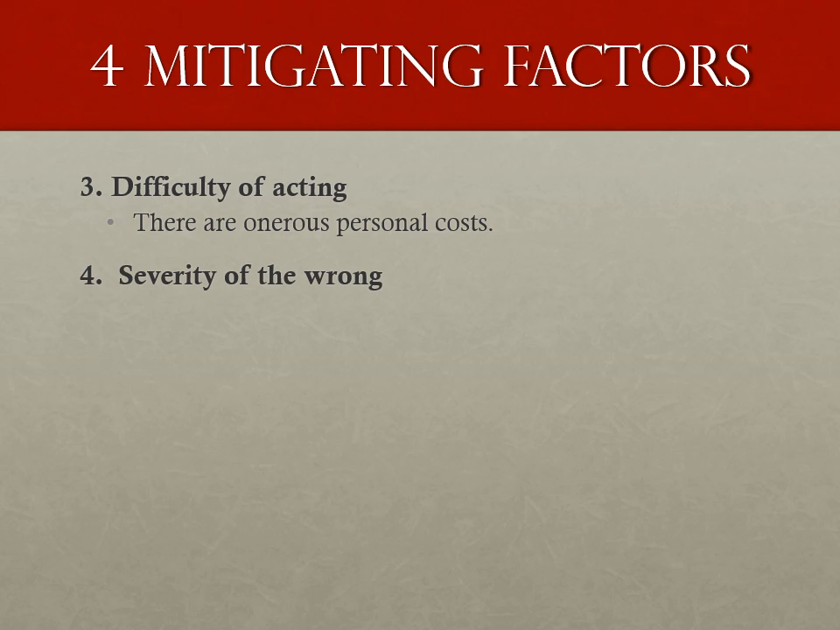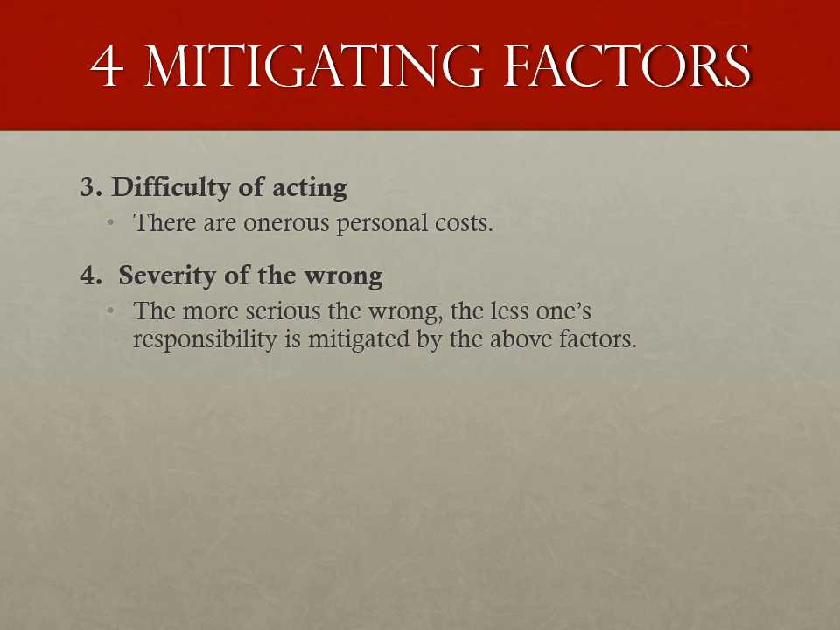The fourth mitigating factor has to do with the severity of the wrong. The more serious the wrong, the less one's responsibility is mitigated by the above factors. So if the severity of the wrong is very great, for instance, if I'm involved in being a guard at a prison camp during the Holocaust, I might say, well, this wasn't my responsibility, or I was doing what I was ordered. But the wrong being committed in those prison camps is so horrific and evil that it is not legitimate for me to claim these mitigating factors as having significantly reduced my moral responsibility.